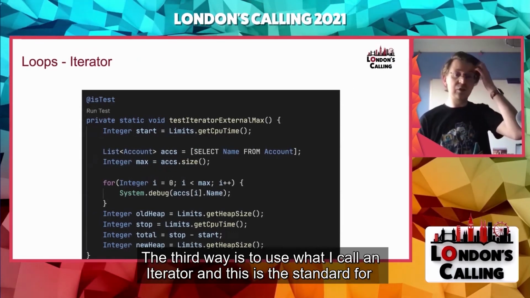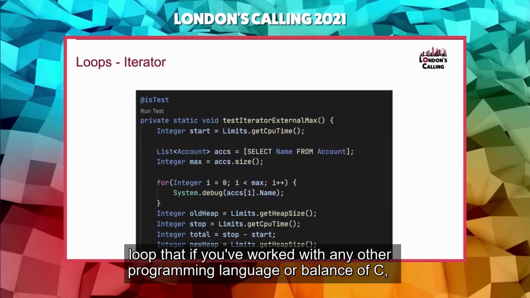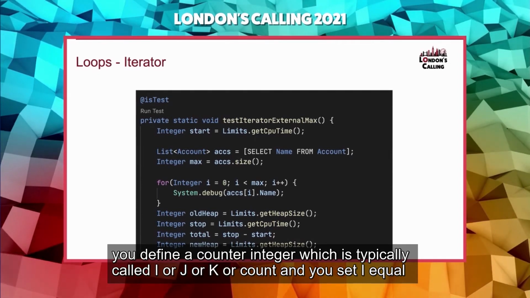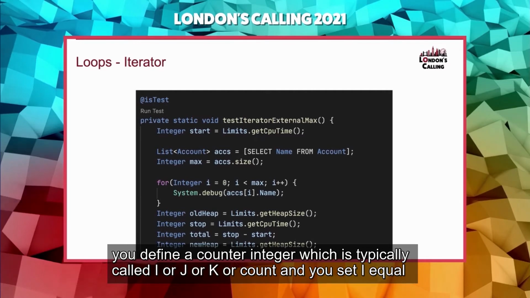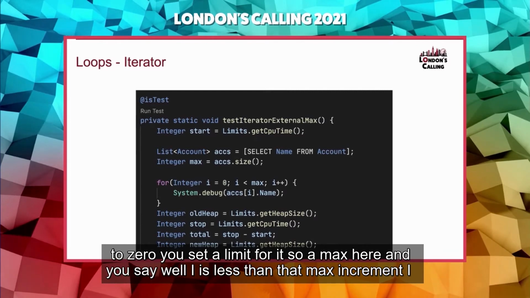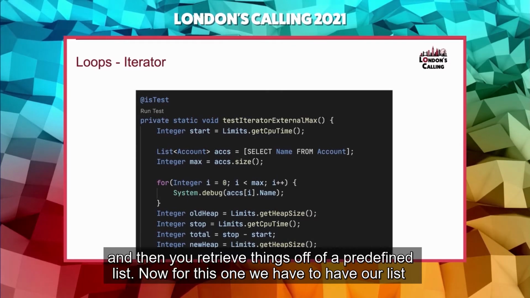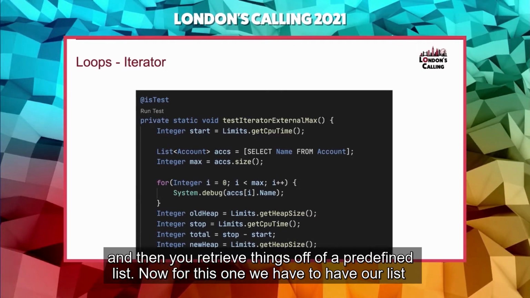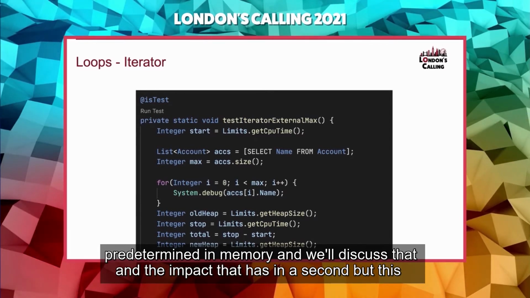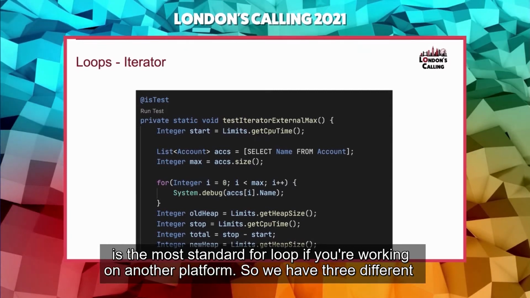The third way is to use what I call an iterator. And this is the standard for loop that if you've worked with any other programming language, you're bound to have seen. You define a counter integer, which is typically called I or J or K or count, and you set I equal to 0. You set a limit for it, so a max here, and you say, well, I is less than that max, increment I, and then you retrieve things off of a predefined list, okay? Now for this one, we have to have our list predetermined in memory, and we'll discuss that and the impact that has in a second. But this is the most standard for loop if you're working on another platform, okay?